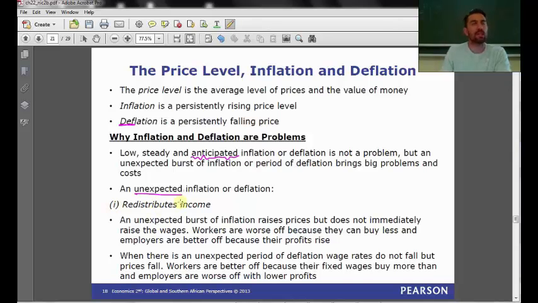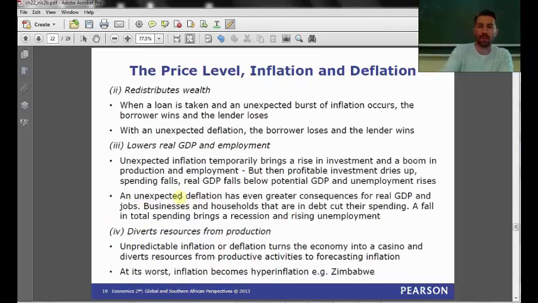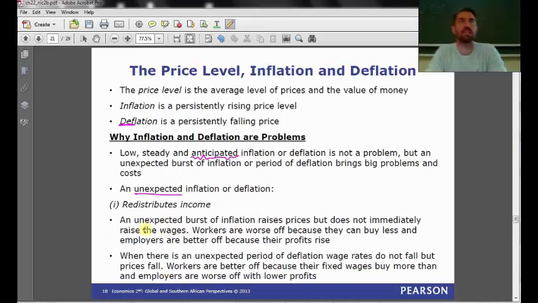Firstly, it redistributes income. I'll come back to that in a moment. Secondly, it redistributes wealth. Thirdly, it lowers real GDP and employment. Fourthly, it diverts resources from production. So let's go back to the first one. It redistributes income. An unexpected burst of inflation raises prices, but does not immediately raise wages. Workers are worse off because they can buy less, and employers are better off because their profits rise.